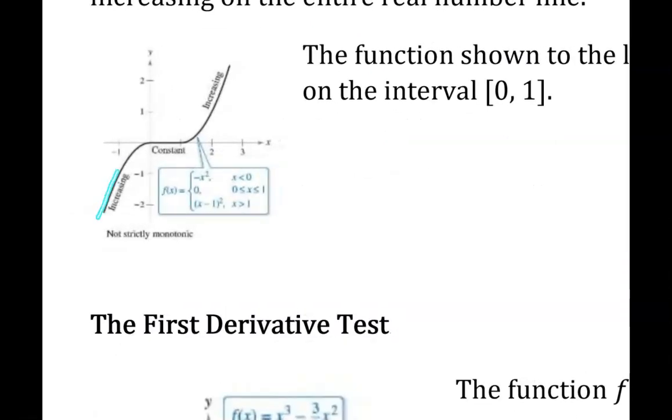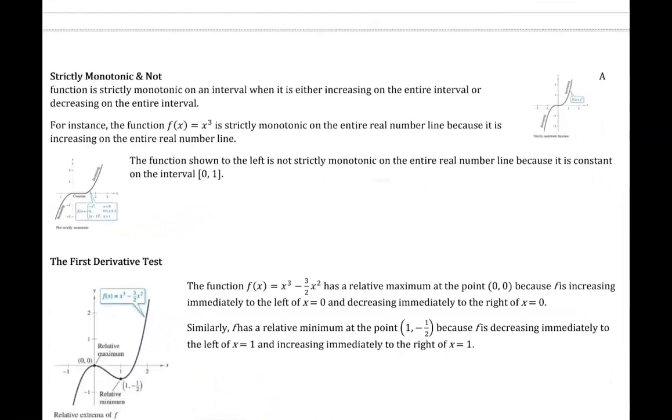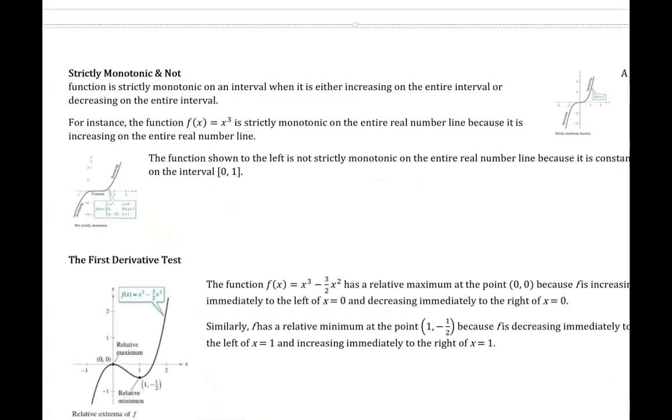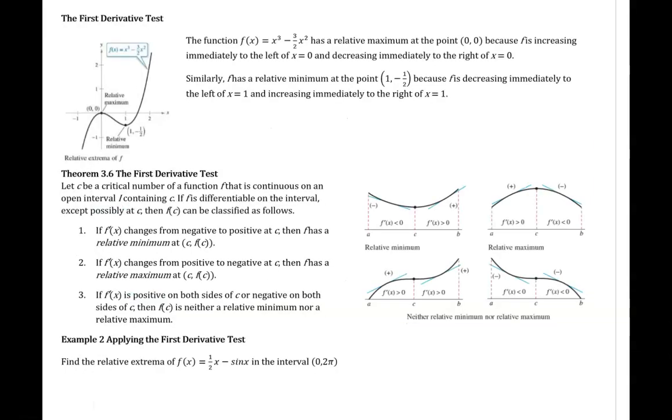However, consider this piecewise function here. It goes from increasing to now it is constant between 0 and 1, and then it continues increasing. This is not strictly monotonic because it's not always increasing. It has that constant piece in the middle. So all strictly monotonic means is that the function is either always increasing or always decreasing.